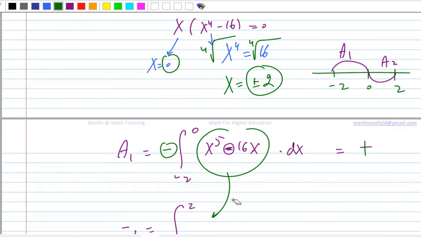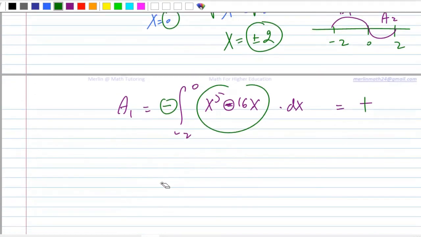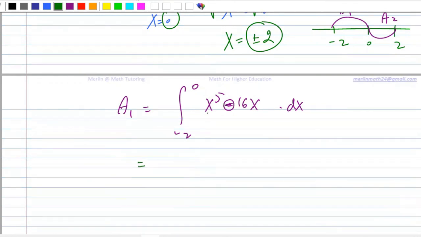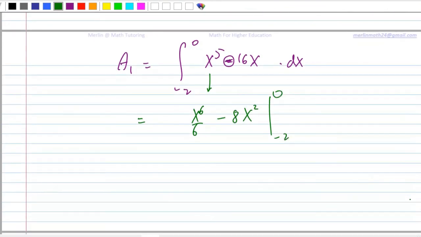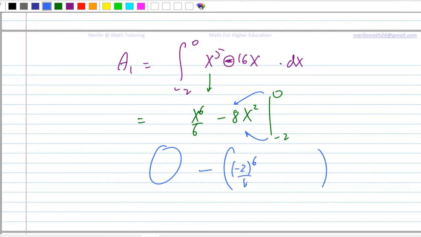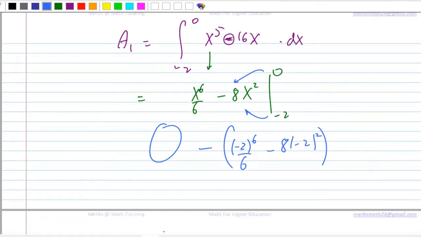So if you want to do the steps, what do we get? You integrate: add a 1 and divide by it, and you get 16 over 2, which is 8. Finish. Evaluate from 2 to 0. Now plug in a 0, you get a 0. We don't care. Minus, open bracket, you plug this in. Now that needs a calculator for sure. And then minus 8 times minus 2 squared. Now how much is that?